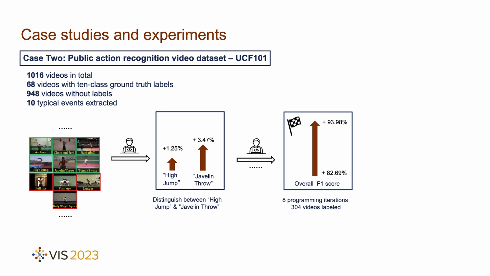We conducted the second case study on the UCF 101 dataset, a representative action recognition dataset, to further validate the system's effectiveness and generalizability. We collaborated with a sports analytics expert and built a classifier for 10 class action recognition. We also extracted 10 types of events to characterize these actions and split the dataset to simulate the scenarios with very few labeled videos at the beginning. After 8 programming iterations and 304 videos labeled, it achieves a comparative 96% model performance with SOTA.